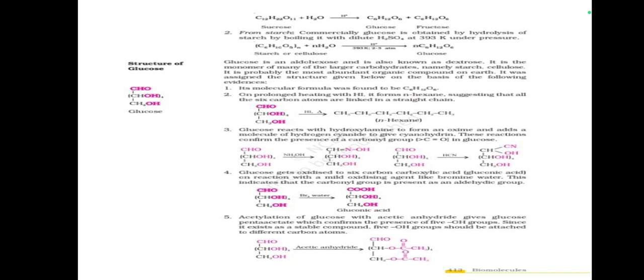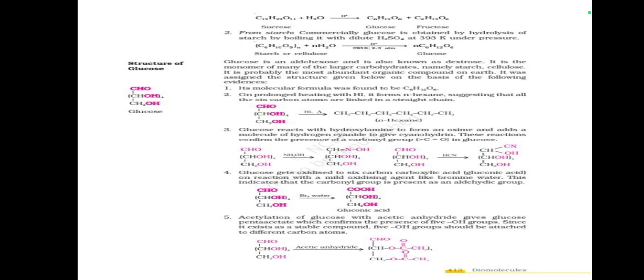It was assigned the structure given below on the basis of the following evidence. Its molecular formula was found to be C6H12O6. On prolonged heating with HI, it forms n-hexane, suggesting that all the 6 carbon atoms are linked in a straight chain.